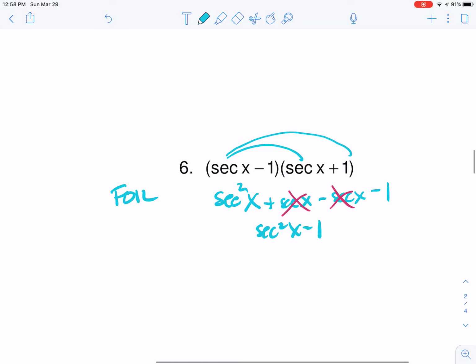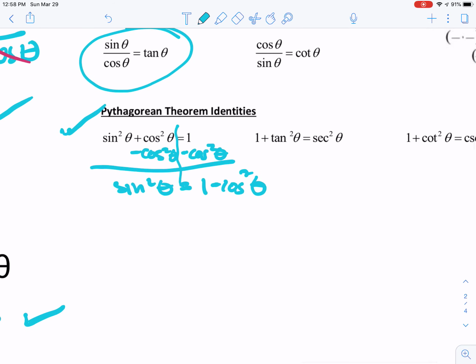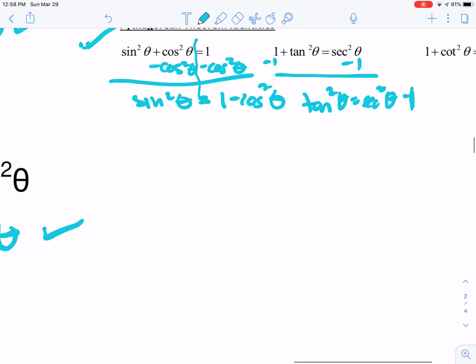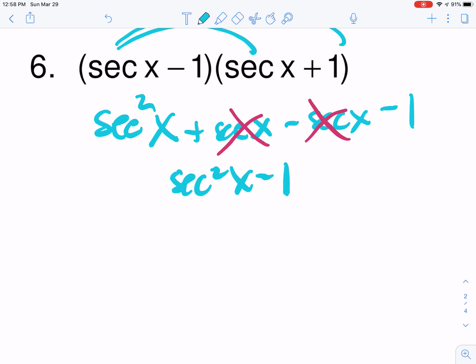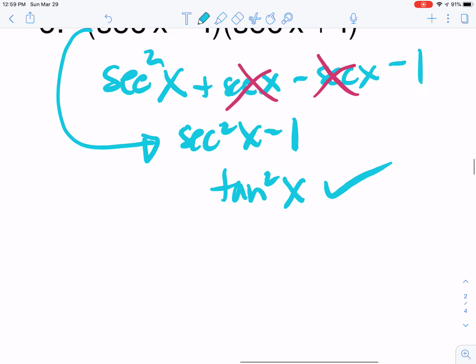I see a squared, so let's look at the Pythagoreans. This one has secant. If I subtracted 1 from both sides, I would get tangent squared theta equals secant squared theta minus 1. And I can replace secant squared minus 1 with tangent. So this is going to be equal to tangent squared x. Yay! Okay, so we just multiplied out. You didn't have to show that work. You could go straight from here to here because that's just multiplying conjugates that I showed you above.